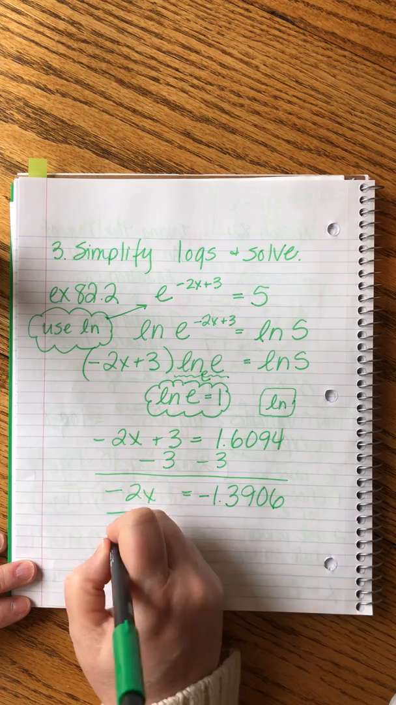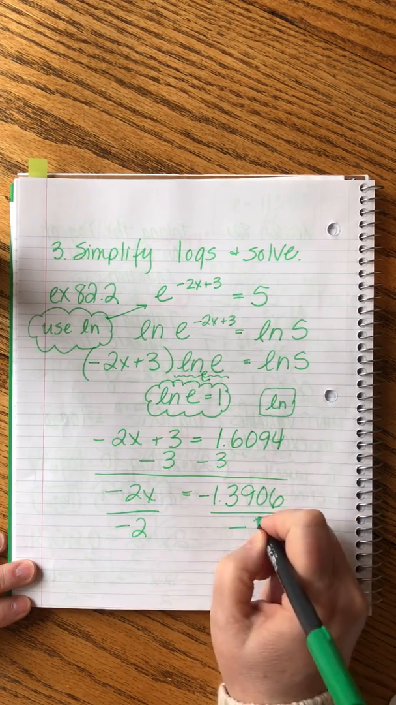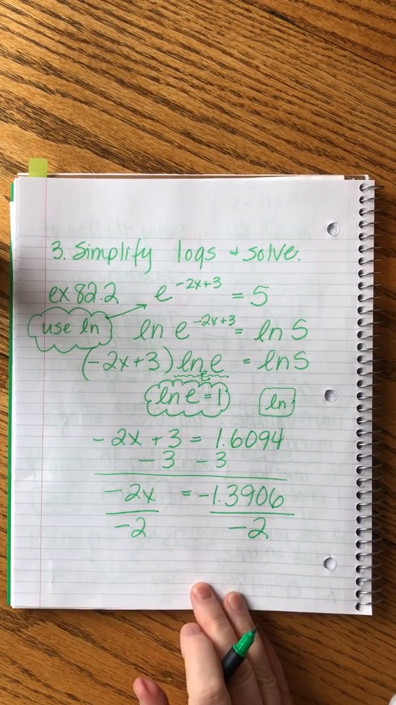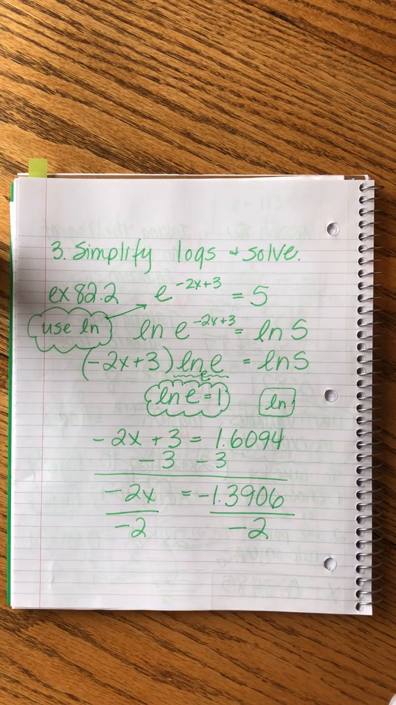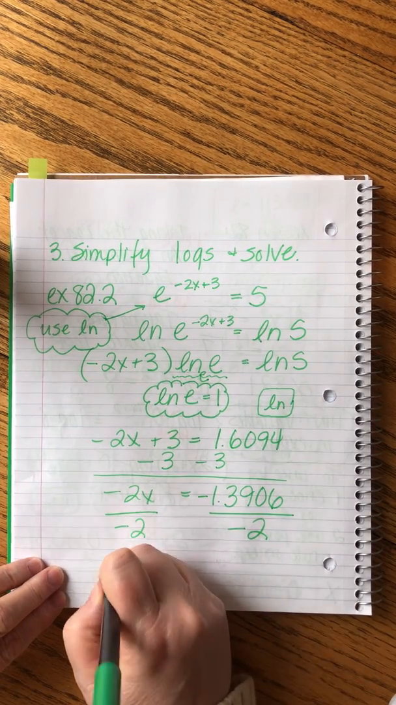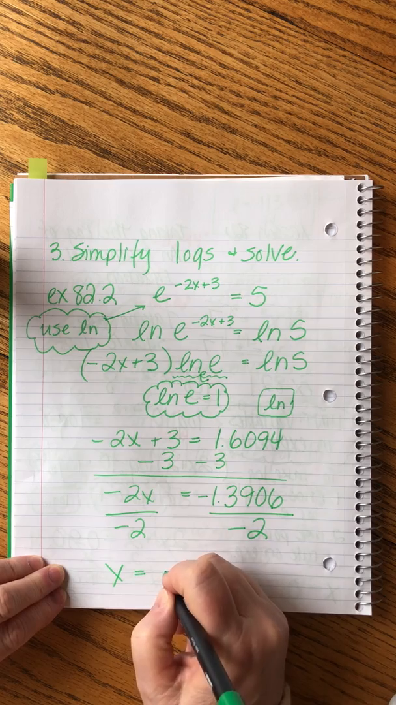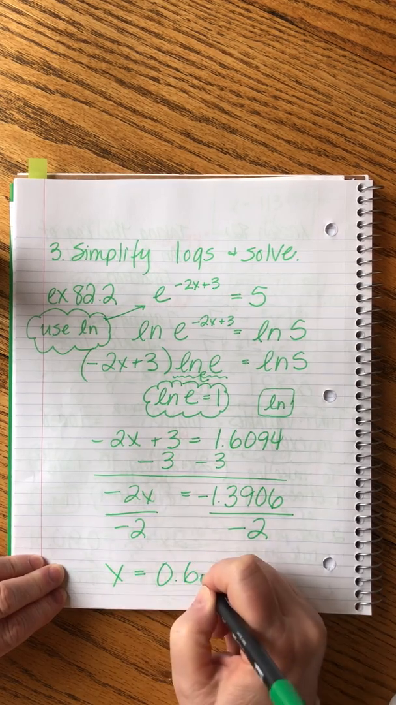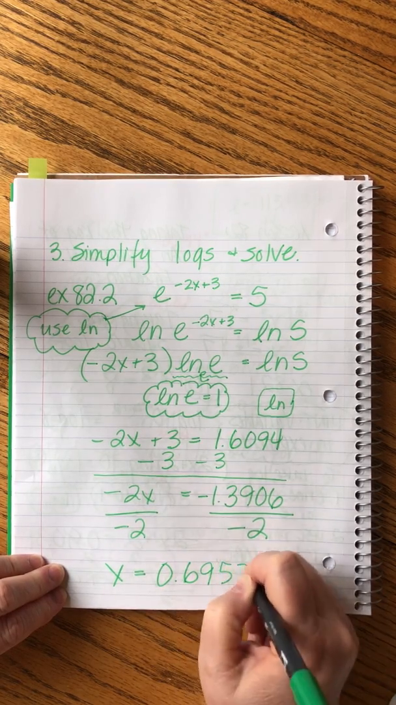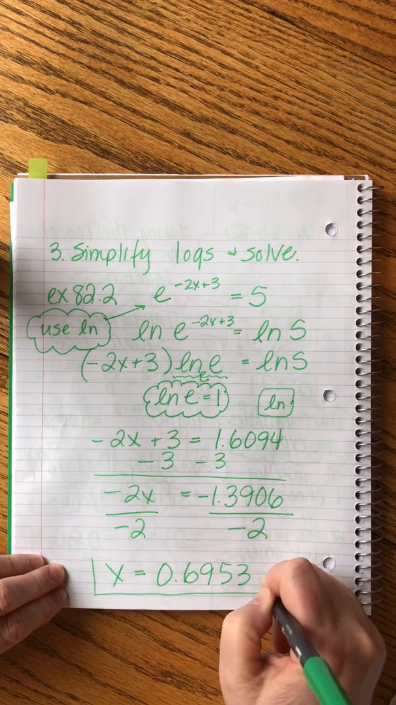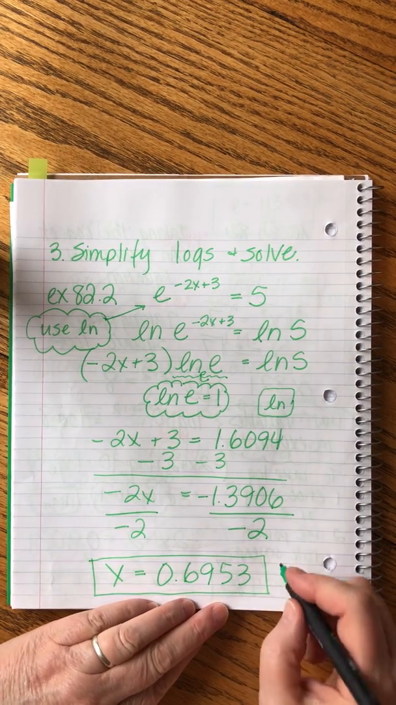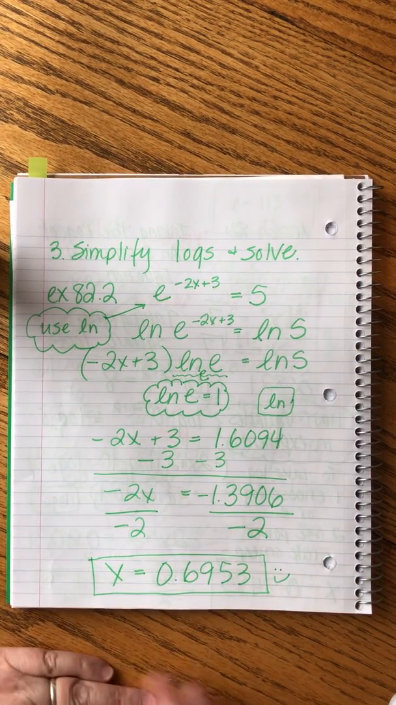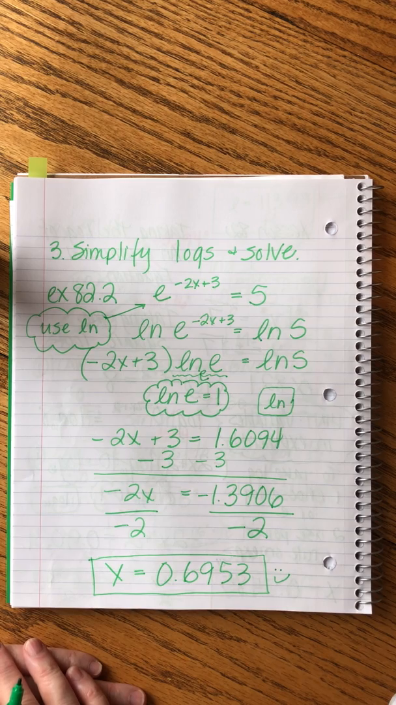And then divide both sides by minus 2. You can do these calculations on your calculator. Once you start using the calculator for a certain kind of problem, you might as well finish carrying your answer in there. And our final value is x equals 0.6953. Again, 4 decimal places for these. Is that right? Yes. Beautiful, right?